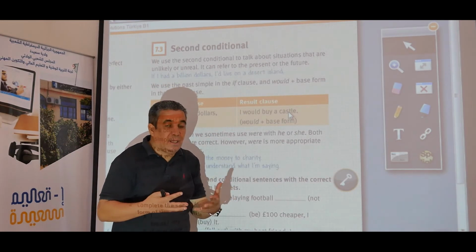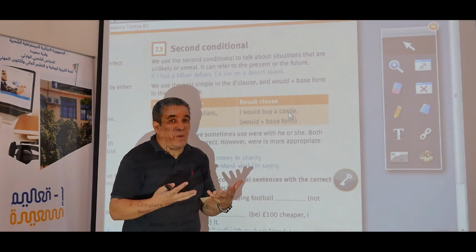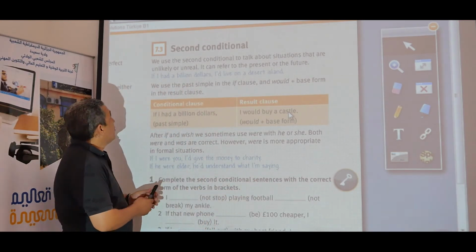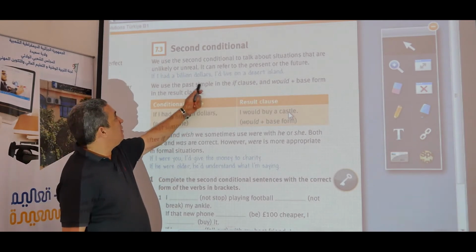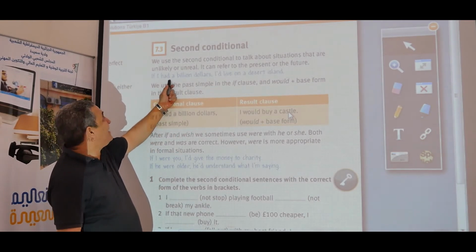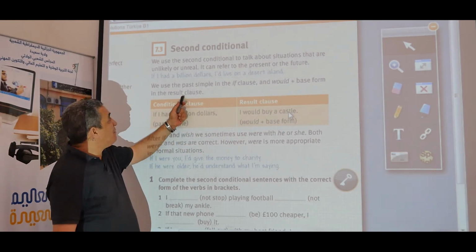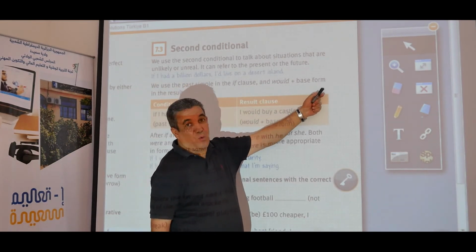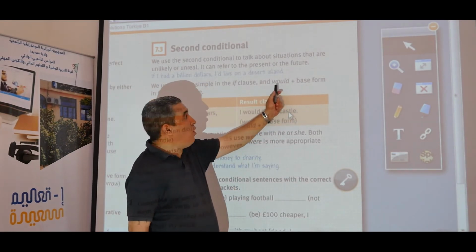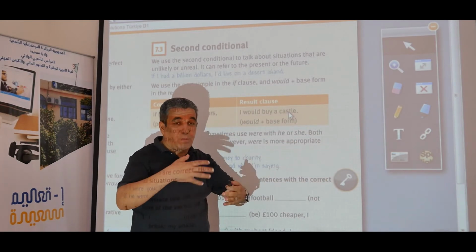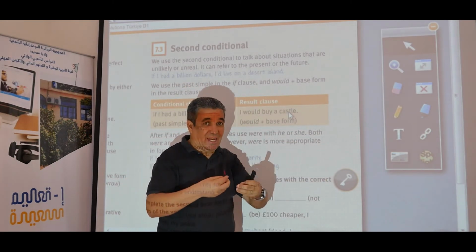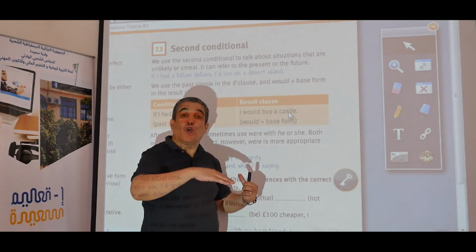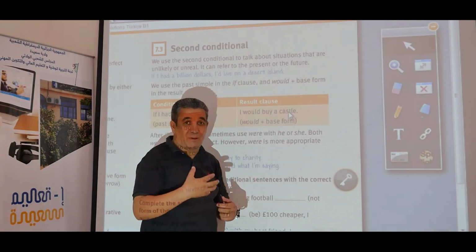But in reality, it's an unreal situation because now I don't have $1 billion. Excellent. So we use the past simple. Look at had. Had is the past simple of have in the if clause, and would plus the base form, would plus the infinitive, I call it the conditional tense. Would. And sometimes, as we have seen, we can use could to talk about some kind of ability.